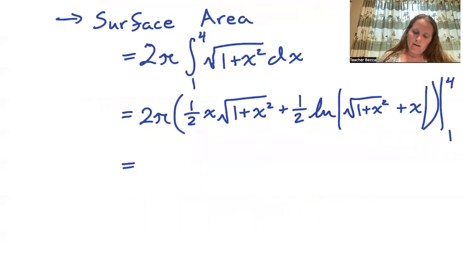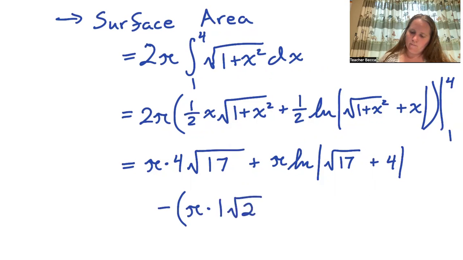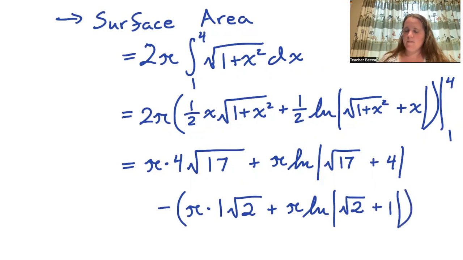So we are looking at pi times 4 times the square root of 1 plus 4 squared, which is square root 17, plus pi times the natural log of the absolute value of the square root of 17 plus 4. And we are subtracting off pi times 1 times the square root of 2 plus pi times the natural log of the absolute value of the square root of 2 plus 1.